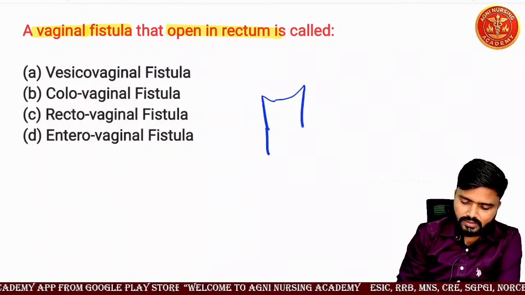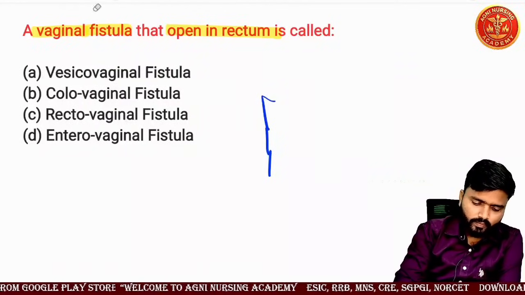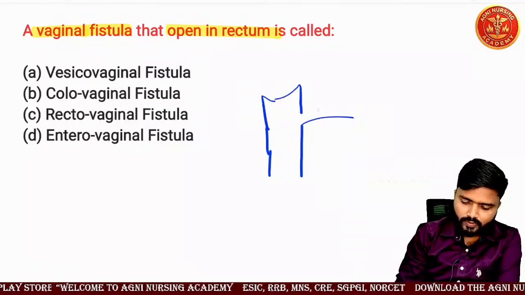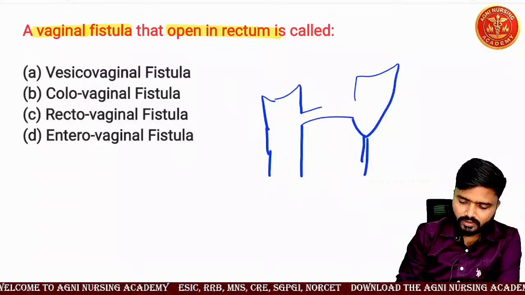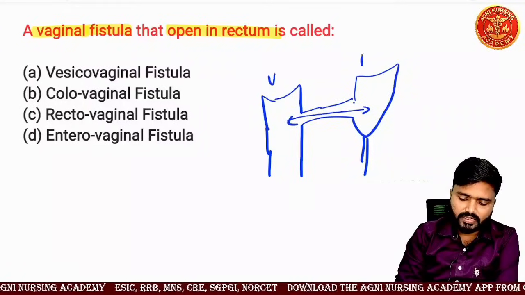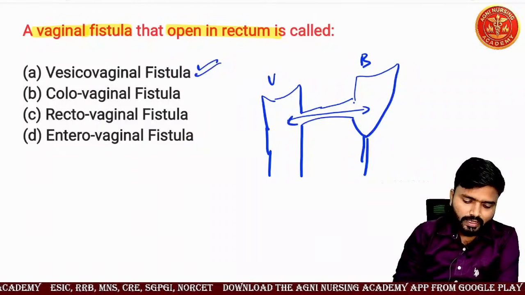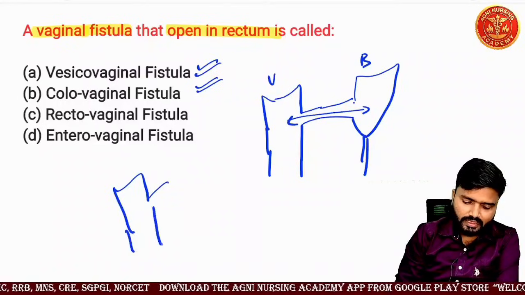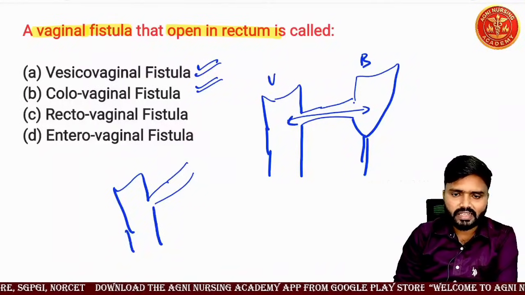you will see, this is the vagina, and a fistula creates another abnormal connection. For example, this is the bladder and this is the urethra; the abnormal connection between the bladder and the vagina is called a vesico-vaginal fistula. Understood? And colo-vaginal means the abnormal connection between the vagina and the colon, that is the large intestine, which we call a colo-vaginal fistula.